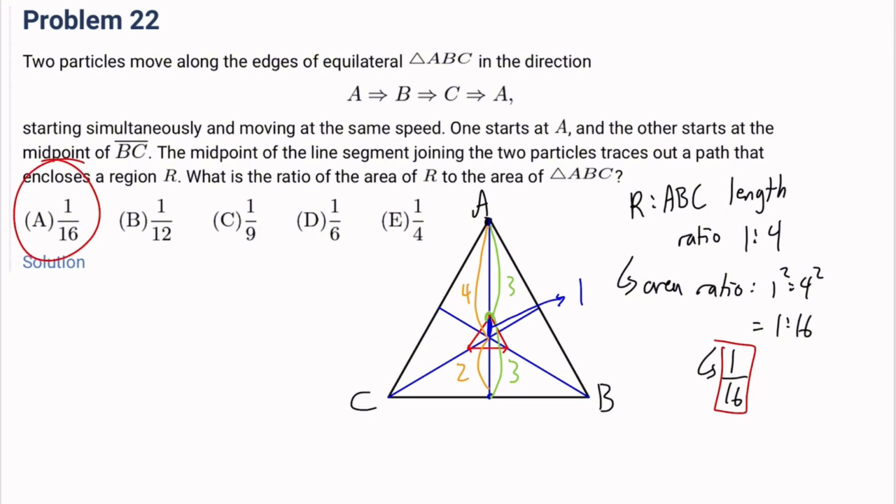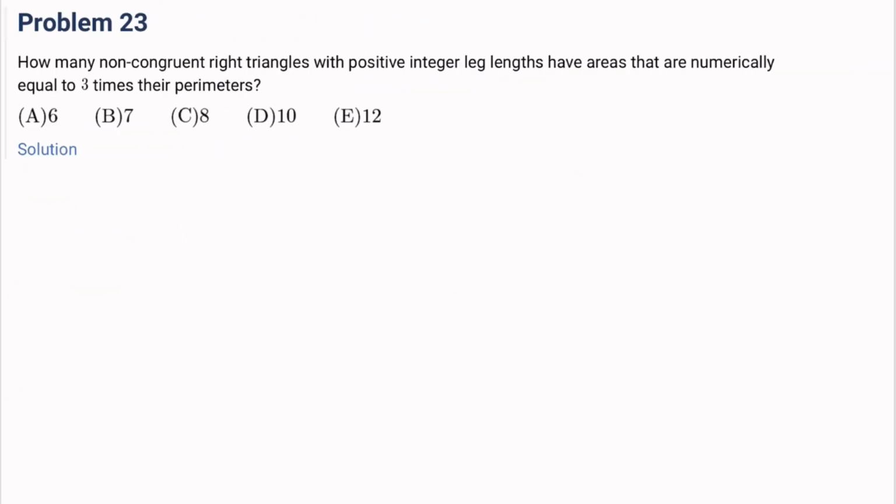It's A. Problem number 23. How many non-congruent right triangles with positive integer side lengths have areas that are numerically equal to 3 times their perimeters? Okay, so if we just bring out a right triangle over here, let's say this is a right angle and this is A, B, and C. That would simply give us, since it's a right triangle, A squared plus B squared equals C squared.